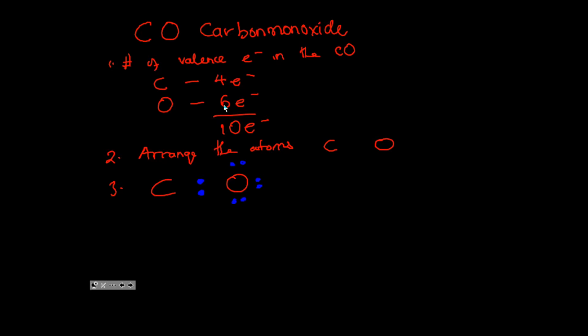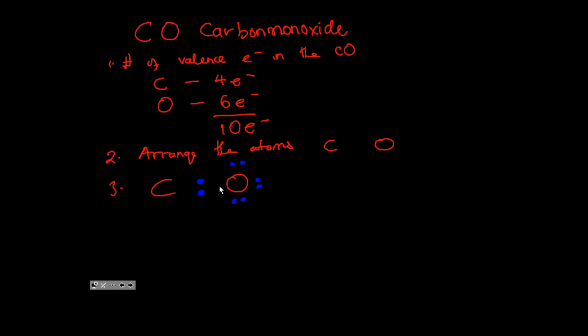So now you see oxygen here is happy. It has 8 electrons around it. But the carbon is not happy. It only has 2 electrons around it. So we need to give carbon more electrons.